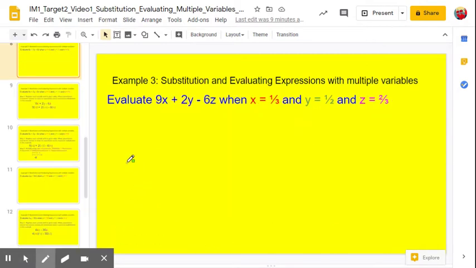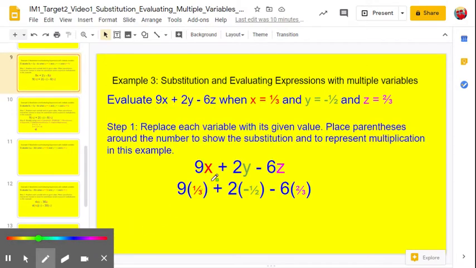Example 3, evaluate 9x plus 2y minus 6z when x equals 1/3, y equals 1/2, z equals 2/3. So again, our expression is this, 9x plus 2y minus 6z. That's our algebraic expression. So let's substitute.